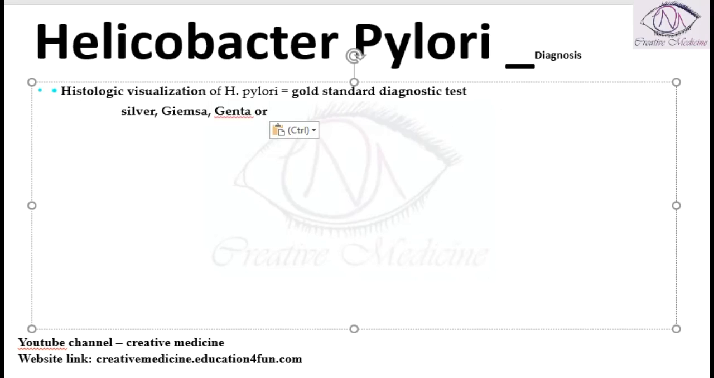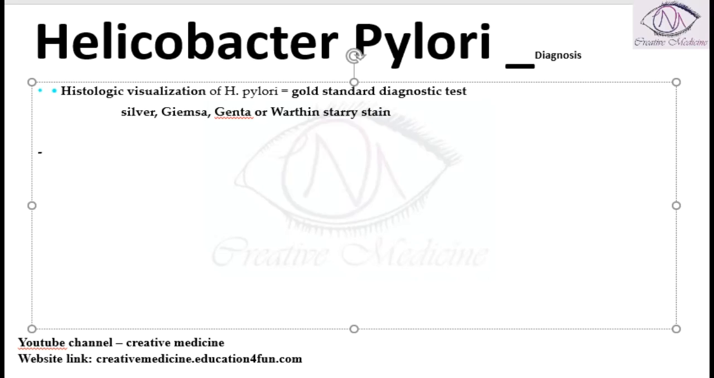We can visualize it by silver stains or Giemsa stains, or we can use Genta stains, or we can also use Warthin-Starry stains for the visualization of the Helicobacter pylori, and it is the gold standard method.